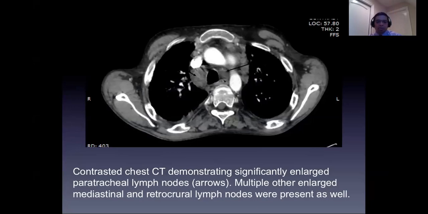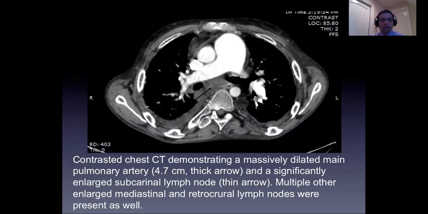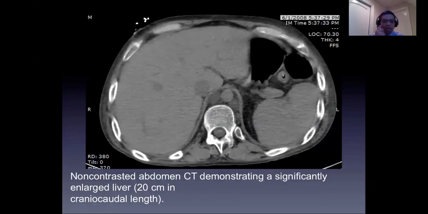So there are multiple enlarged paratracheal lymph nodes on CT scan. Mediastinal lymph nodes are present that are enlarged. He has a massively dilated main pulmonary artery from his pulmonary hypertension. The pulmonary hypertension is very severe. So we were thinking, hey, this could be sarcoid. He's also got some non-contrasted changes on abdominal CT with an enlarged liver, so he has hepatomegaly as well.